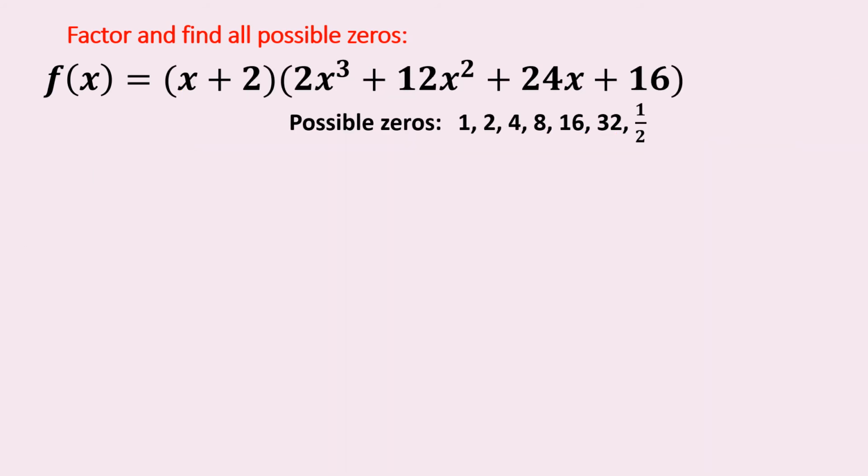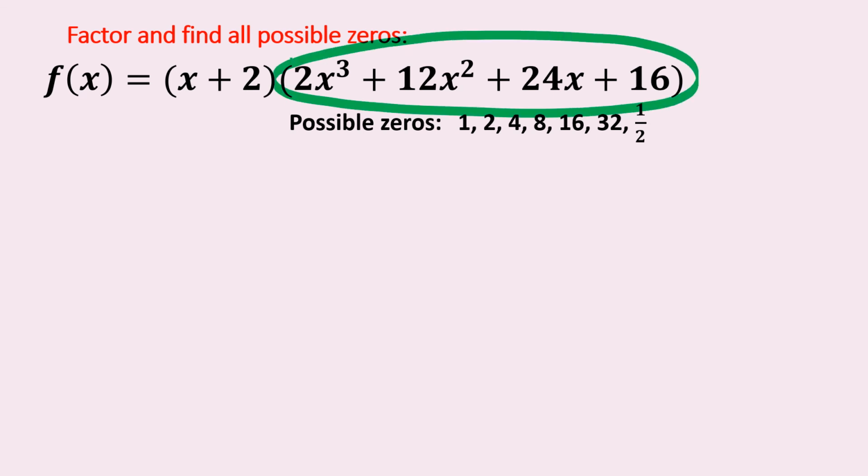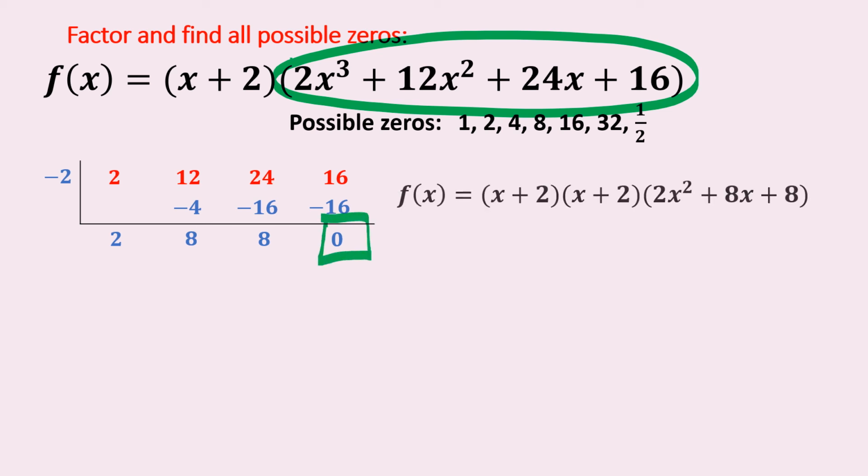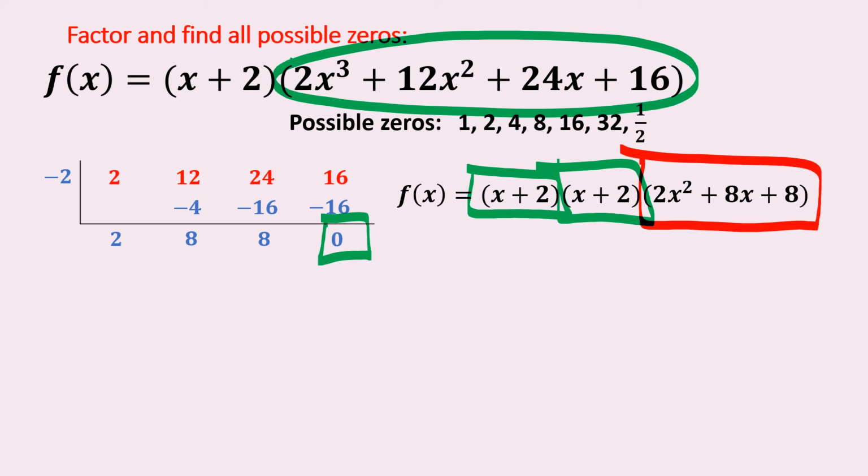Now, if you look at that, you may notice that there is a GCF there. You could take it out, but I'm not going to bother. I'm just going to keep going with those coefficients, and I always want to check the number that I just tried previously. So I'm going to try -2 again. And when I do that, I see that -2 works the second time. So right now, I have x plus 2 for the first 0, and x plus 2 for the second 0. Left over, I have this, 2x squared plus 8x plus 8.